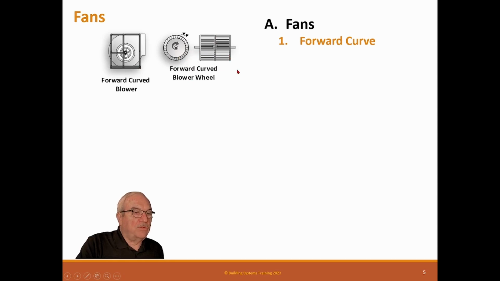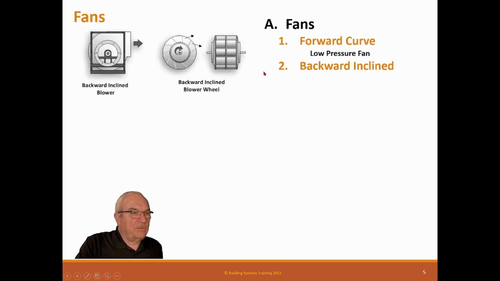Now, forward curve wheels have a particular application, and normally it's for low pressure, higher air. They're higher RPM, and this is what you would have on your residential unit in your house. Commercial, we get much different wheels. So low pressure.